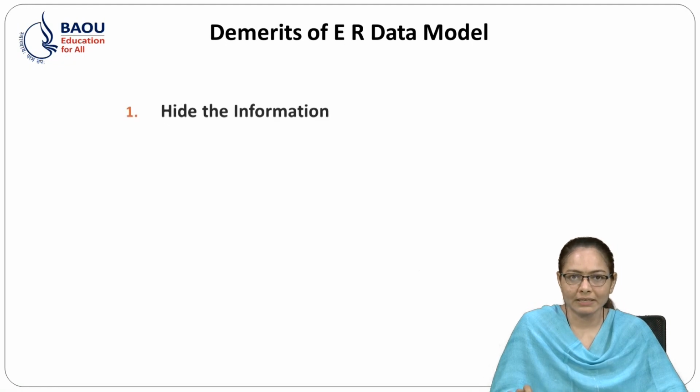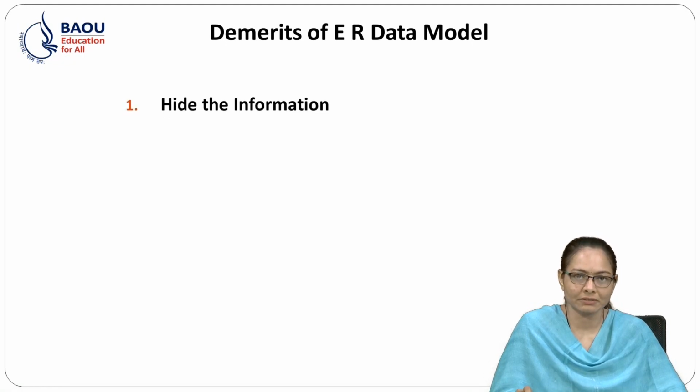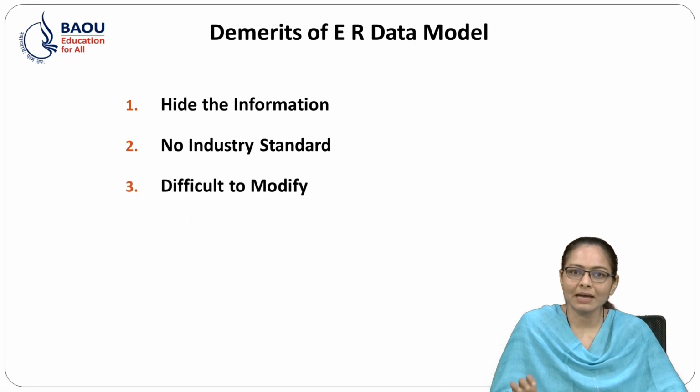Now the demerits of the ER model. First is hidden information: while drawing the ER model, some information can be hidden or lost because we cannot show all the information diagrammatically. Second is no industry standard: there is no industry standard for the notation of the ER diagram. Next is difficult to modify: ER models can be difficult to modify once they are created. Any changes made to the model may require extensive rework, which can be time consuming and expensive.